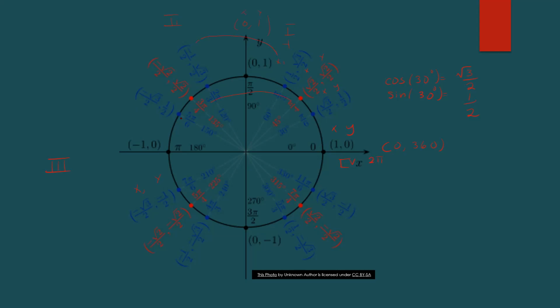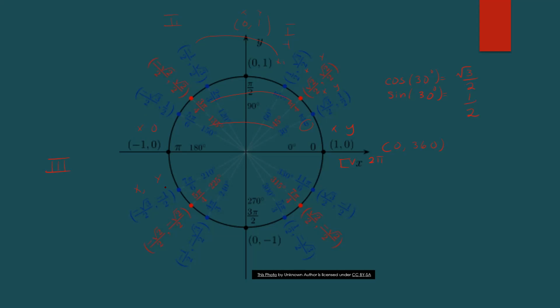And then the 5 pi over 6, or 150, notice that they both have a denominator of 6. So they both come from this family. It has a coordinate of negative radical 3 over 2, comma 1/2. Okay. And pi has a coordinate of negative 1 and y value of 0.